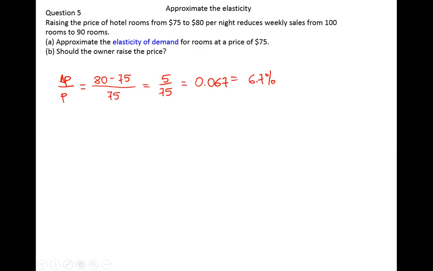Now the percentage change in demand, the quantity. Actually what's happened, from 100 we got 90. That means we decreased by 10. Comparing to the 100 that it was, that means this is negative 0.1, negative 10%. Yeah, 10 rooms down. Okay, now we do have the percentage change in price and the percentage change in demand.